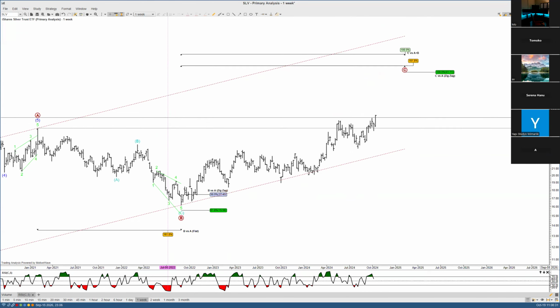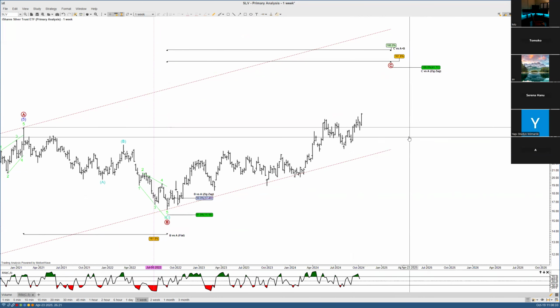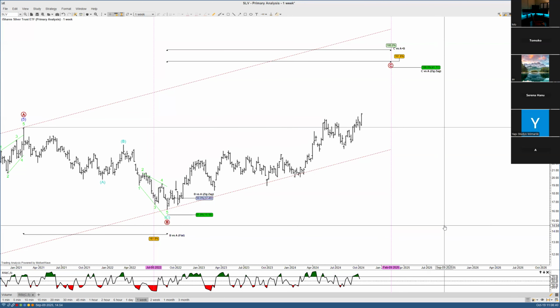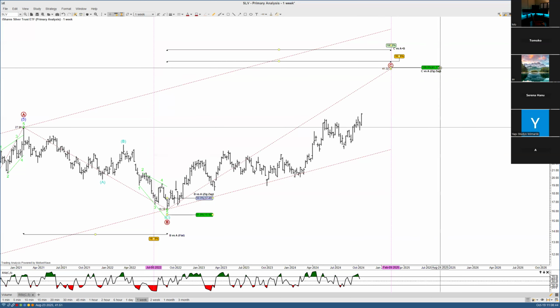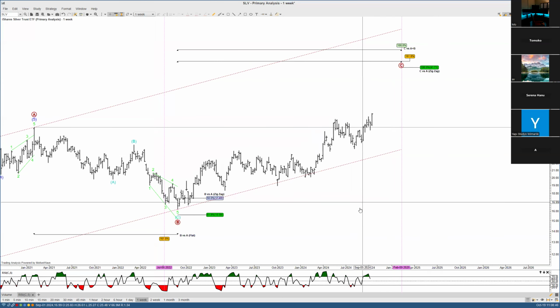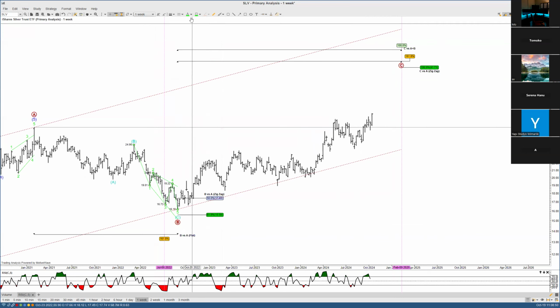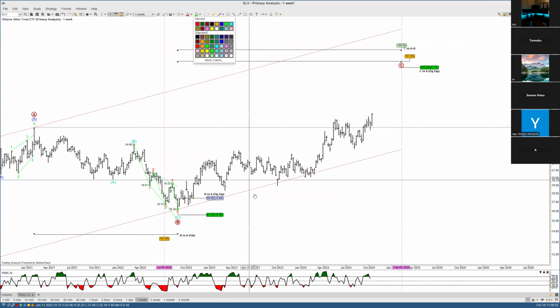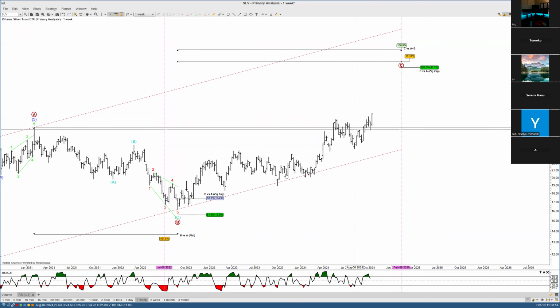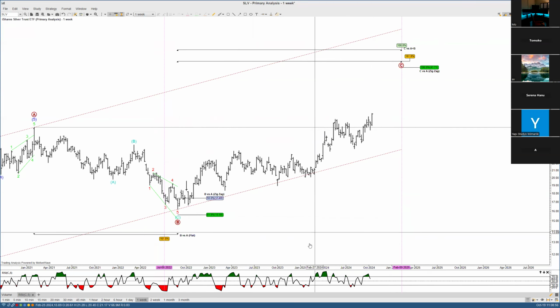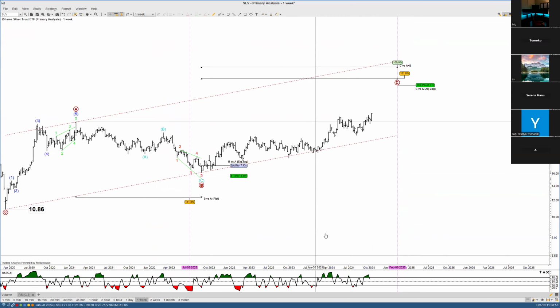So put a time here, February 9, 2025. And let's leave this one there. And now what we do is now we need to count 5 to the upside. So how are we going to do that?